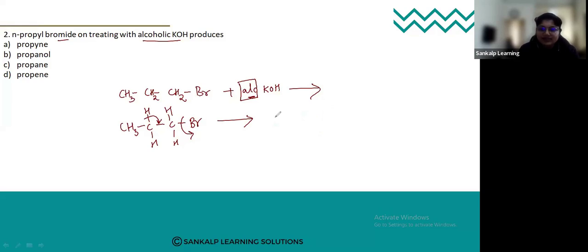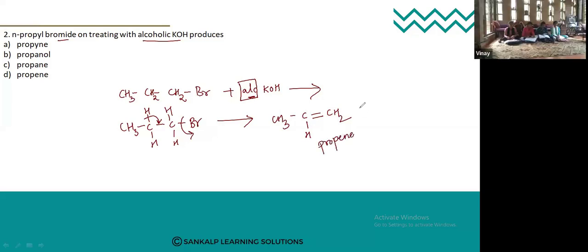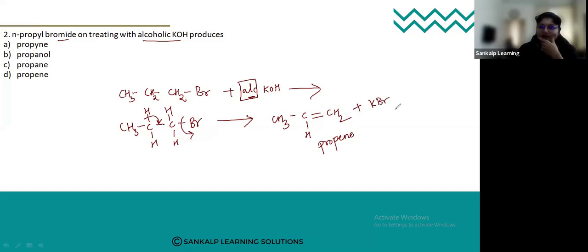Here CH3, then CH, then there is a formation of a double bond here, and then CH2. So one hydrogen and one halogen is removed. What is the product formed? It is propene. Plus KBr and water are the byproducts obtained. So which is the answer? Our answer is option number D.